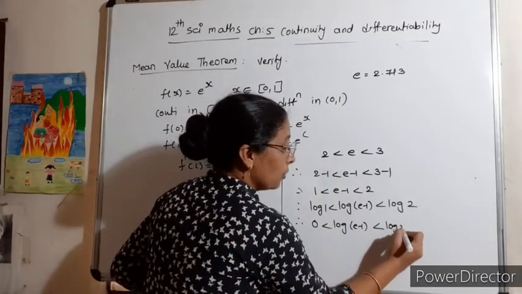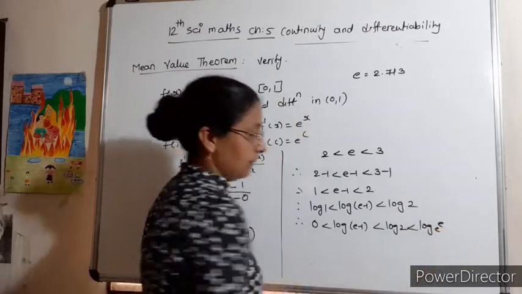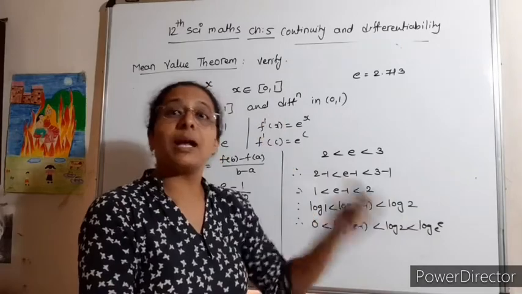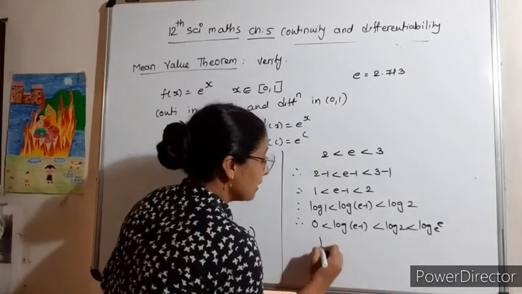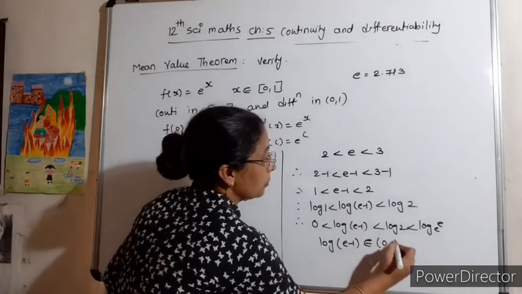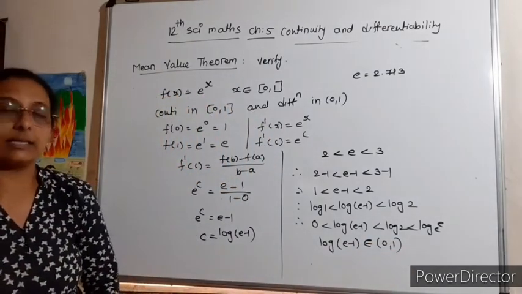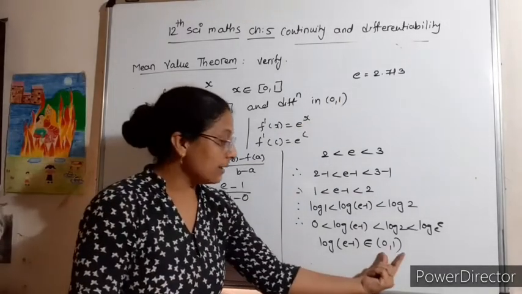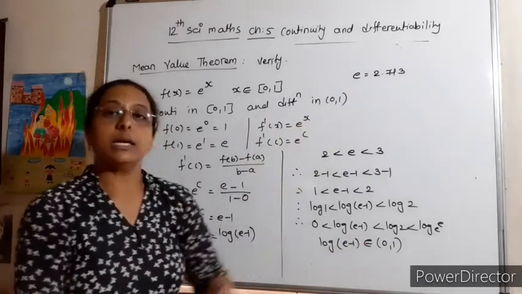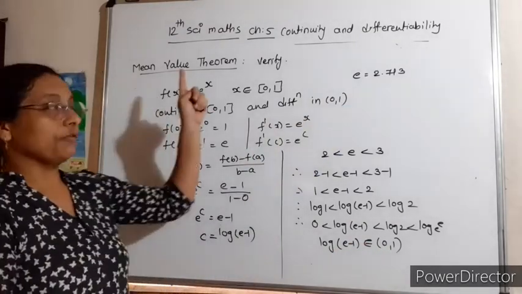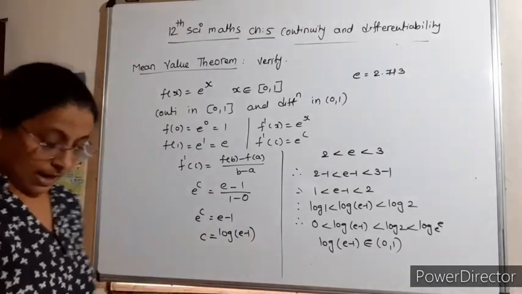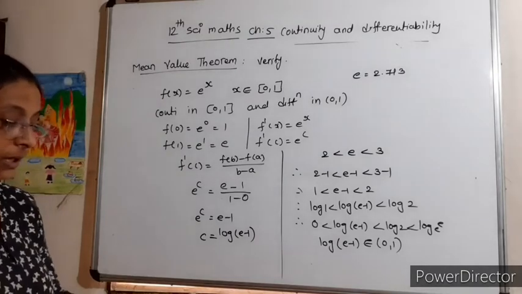We can write log 2 as log e base, that is 1. Log e base e is 1. The value of log 2 is less than 1, we know that. So that we can say that log of e minus 1 belongs to 0 to 1. Yes or no? Yes. And that's why we can say that c is equal to log e minus 1 is in our interval. So we get the value of c from this. You understand that? This is a sum to remember, keep that in mind.